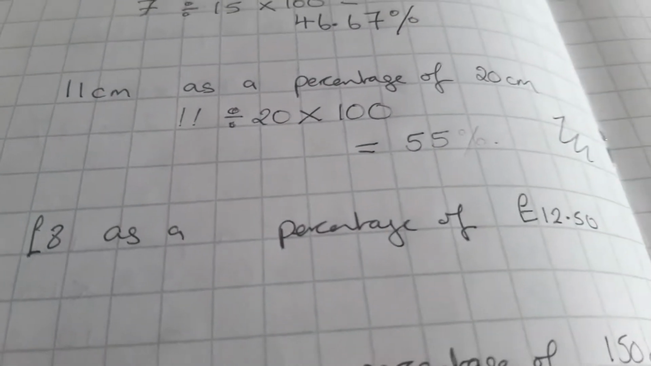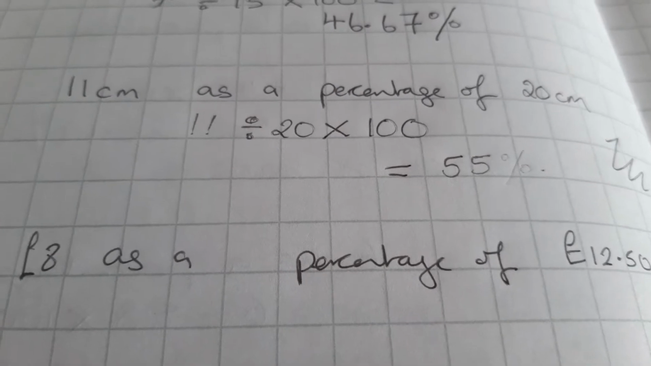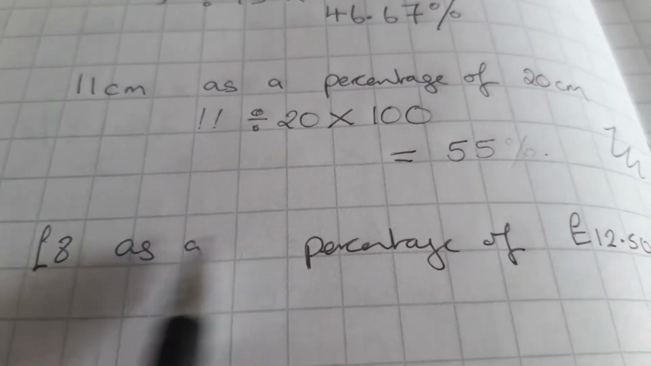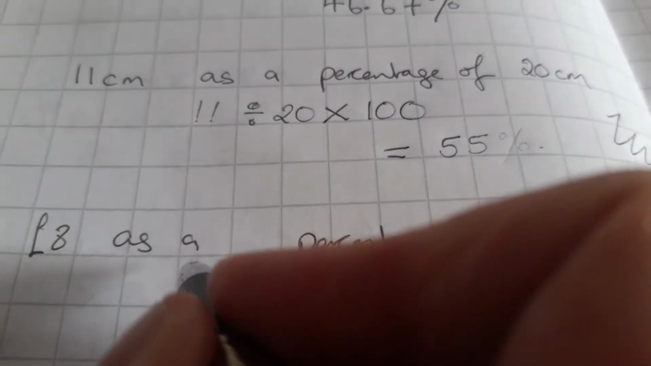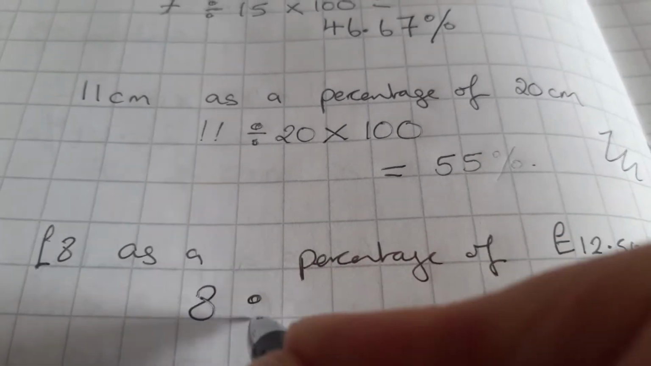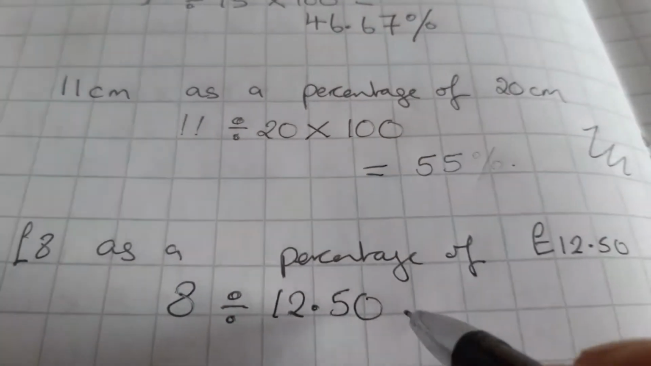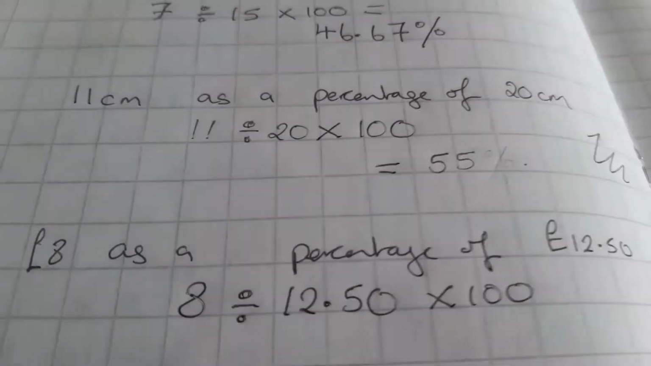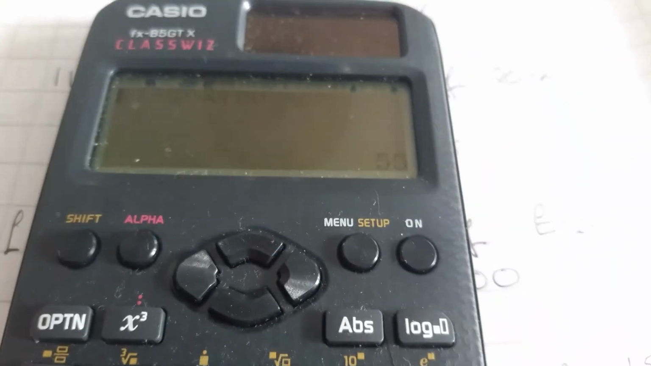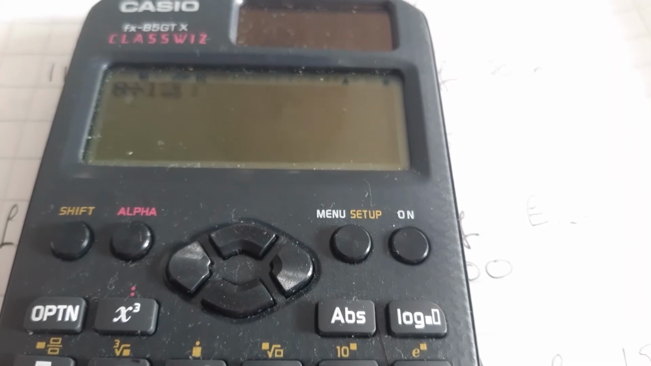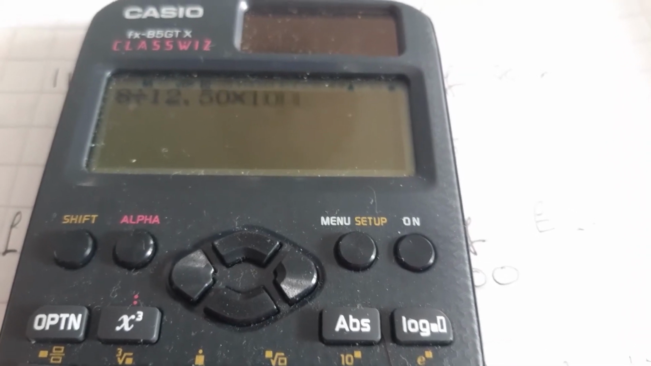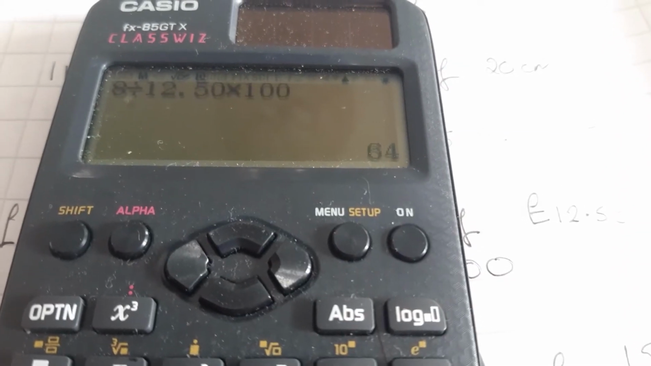So next question, the units are money. So you have £8 and you have £12.50. So that's 8 divided by £12.50 times 100 and you get 64%.